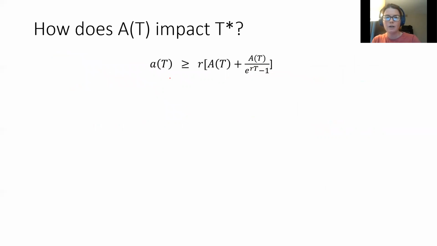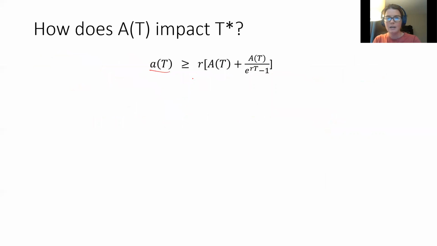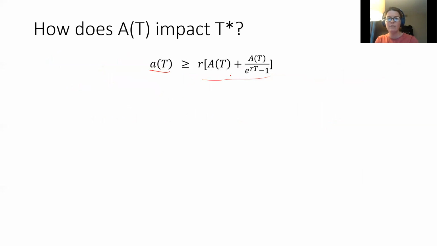So what I've done here is I've just simplified this equation to what we've added to the marginal benefit side, which is just this thing. All we did to the marginal benefit side compared to a no amenity setting is add little a cap t. And on the marginal cost side, we've added this thing times R and this thing times R. So that's all I have on the right-hand side.